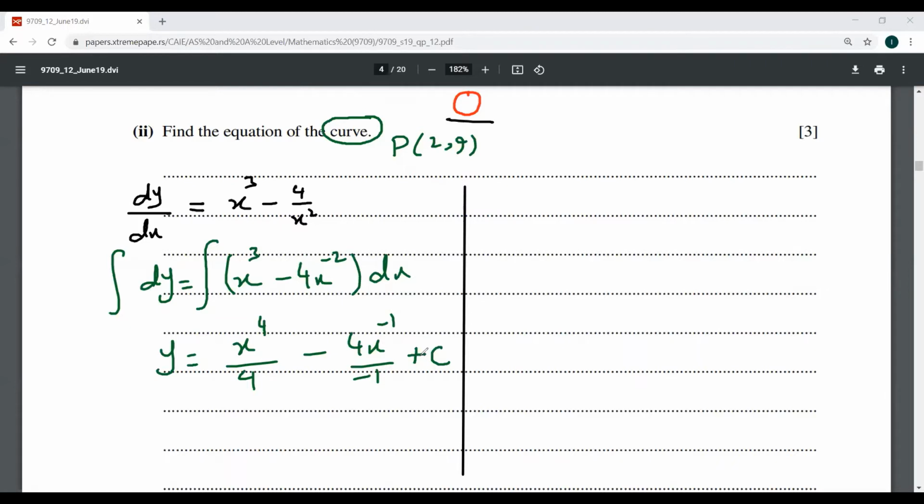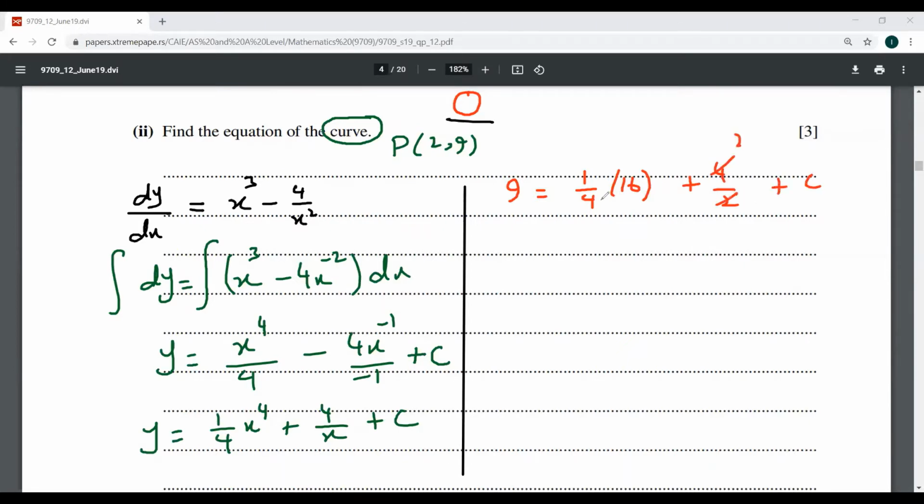Okay, this is also called the indefinite integral because the c has to come in over here. Okay, so this y is going to be 1 over 4 x to the power 4 plus 4 over x plus c. Now let us substitute this given point to find the value of c. So I'll be writing it as 9 is equal to 1 over 4 into, I think that is 16, and then plus 4 over 2, and then you have plus c.